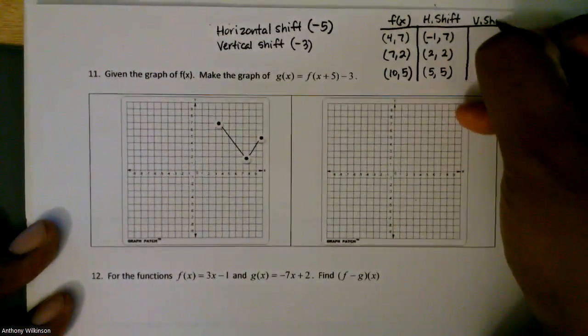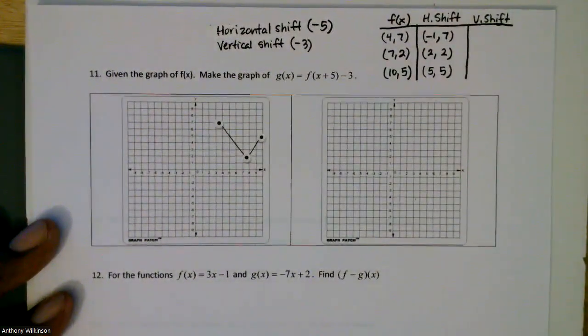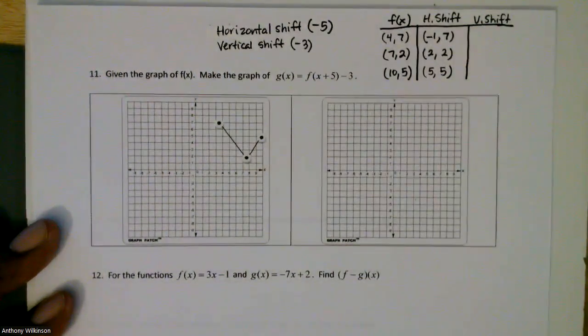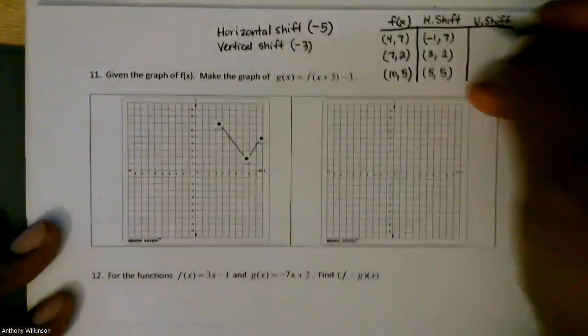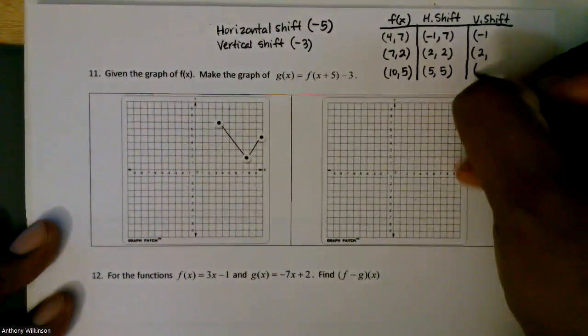I finally have to do the vertical shift. I have to come up with ordered pairs for that. And whatever ordered pairs I get in this final column will be the ordered pairs for g of x. Now for the vertical shift, I have to subtract 3 from each y coordinate. So let me go ahead and bring over my x coordinates.